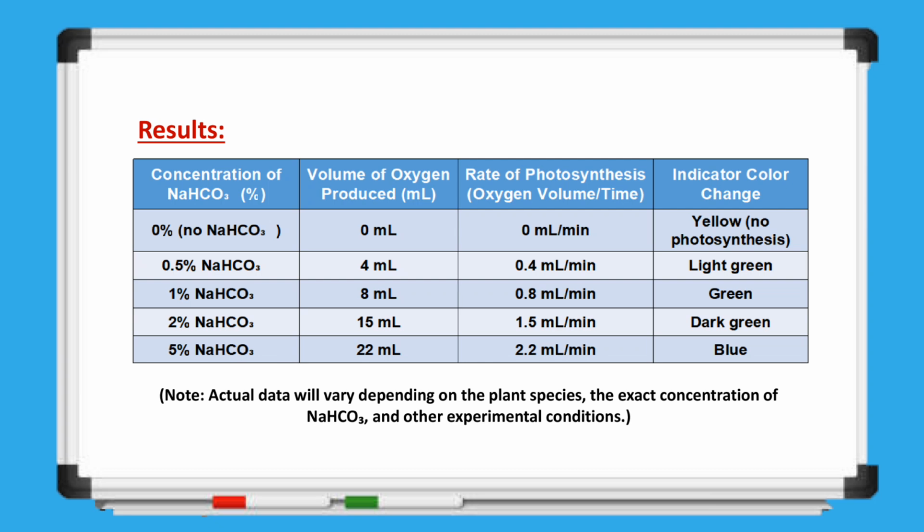There is a clear pattern. As we increase the concentration of carbon dioxide, more oxygen is produced, meaning the rate of photosynthesis goes up. For example, in a solution with 5% sodium bicarbonate, we see the highest oxygen output and the indicator turns blue. In contrast, at 0%, there is no oxygen produced and the solution stays yellow. This confirms that carbon dioxide availability has a direct effect on photosynthesis.